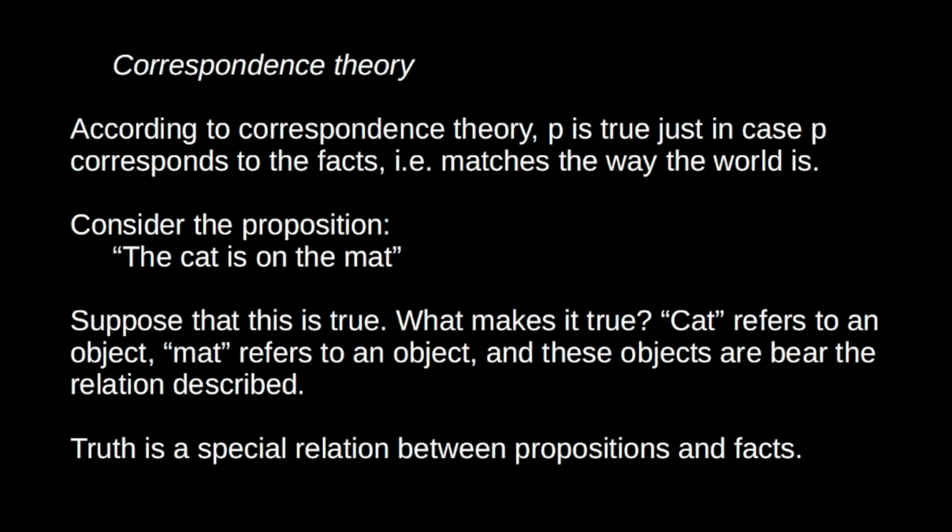Well, what makes this proposition true, according to the correspondence theory, is that it corresponds to a state of affairs. So the term cat refers to an object in the world, the term mat refers to an object in the world, and those objects are indeed related in the way that's described by the proposition. So truth consists in a relation between propositions and facts. I mean, you can imagine a list of all propositions on the one hand and then the objective states of affairs on the other. Some of those propositions will match the states of affairs, and those are the true propositions.